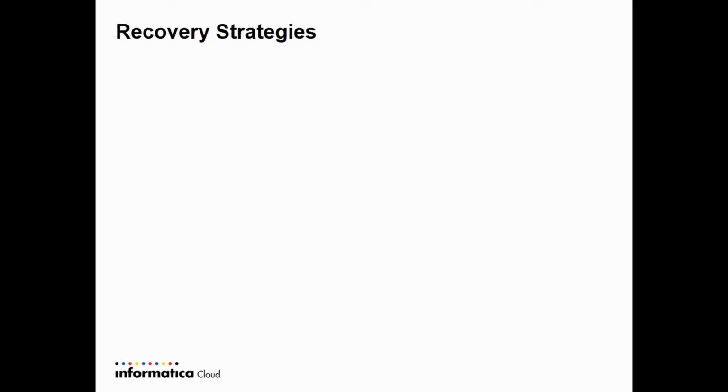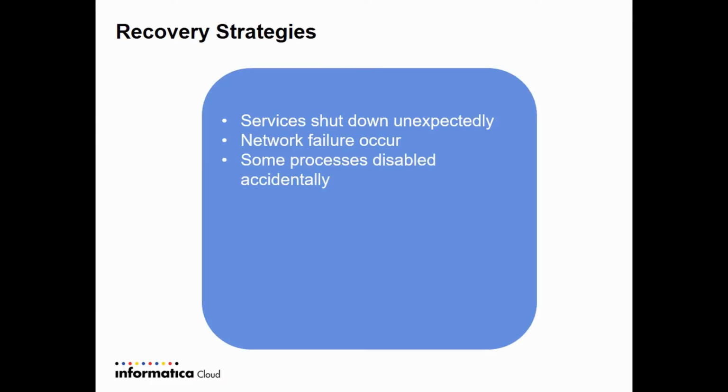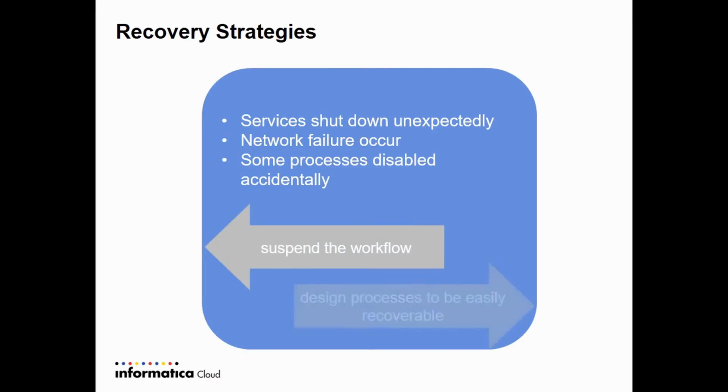Let us now discuss the recovery strategies in ICS when a workflow with a PDO process fails. There could be several reasons why a workflow fails. For example, services could shut down unexpectedly, a network failure might occur, or some processes were disabled accidentally while the workflow was running. One strategy you could use is that when something fails in the workflow, you suspend the workflow. Another strategy could be to design the processes to be easily recoverable.